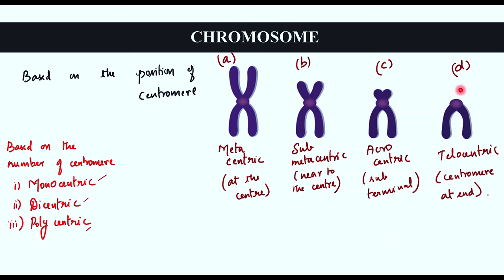Based on the number of centromere, the chromosome is divided into three, that is monocentric. In the monocentric, the chromosome consists of only one centromere. So can you tell me, is the metacentric monocentric or dicentric? It is a monocentric because it consists of only one centromere. Fine. If the chromosome contains two centromere, it is called as the dicentric. Okay. If the chromosome contains many centromere, then it is called as the polycentric. So these are the types of chromosome based on the position of centromere and also the number of centromere.